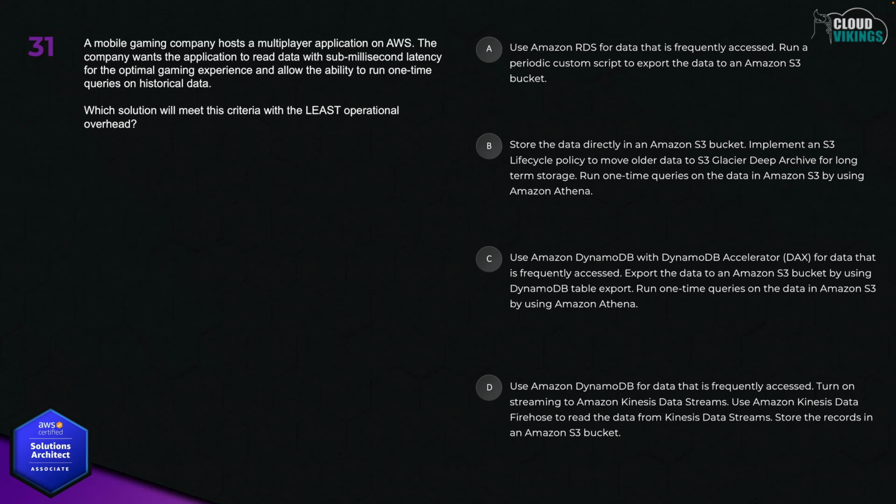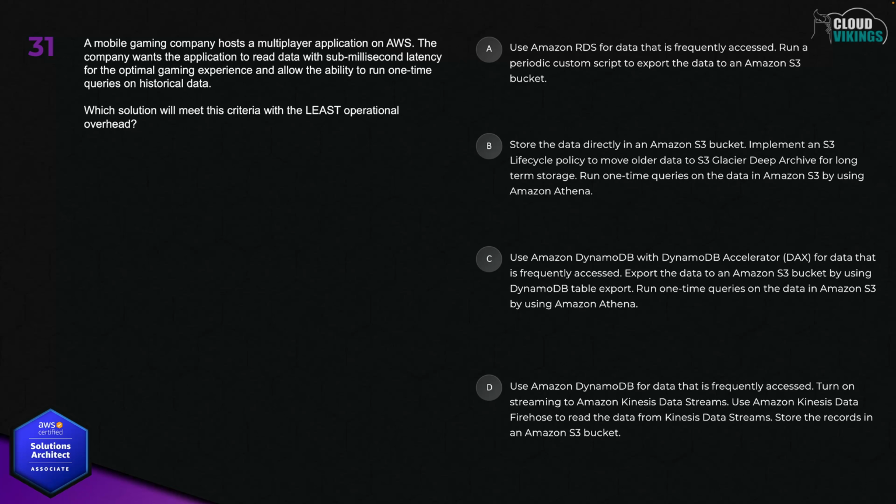A. Use Amazon RDS for data that is frequently accessed. Run a periodic custom script to export the data to an Amazon S3 bucket. B. Store the data directly in an Amazon S3 bucket. Implement an S3 lifecycle policy to move older data to S3 Glacier Deep Archive for long-term storage. Run one-time queries on the data in Amazon S3 by using Amazon Athena.